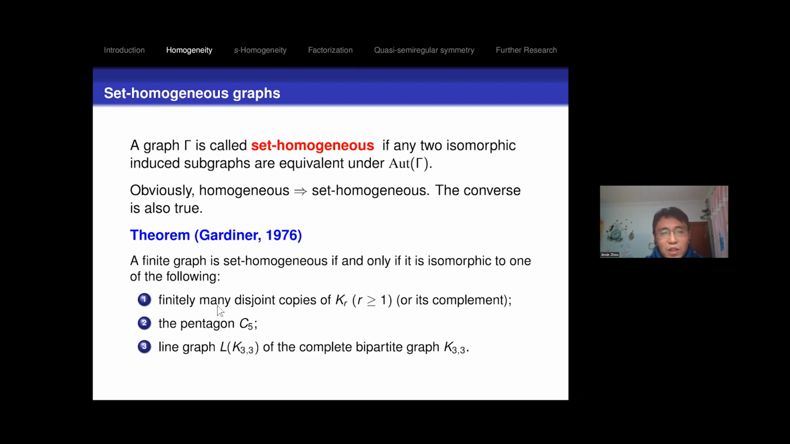You can see finitely many disjoint copies of a complete graph K_r or its complement, and the pentagon and the line graph of a K_{3,3}. So even for homogeneous to set homogeneous, there are examples too.